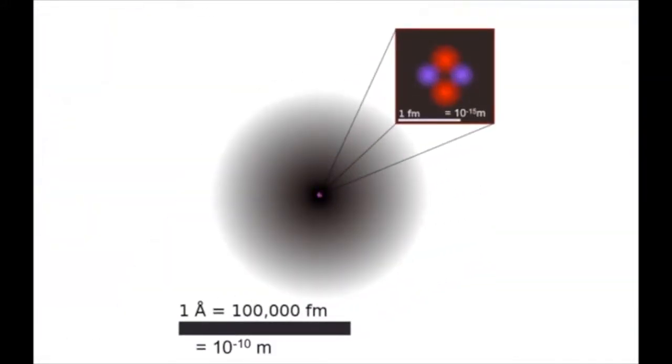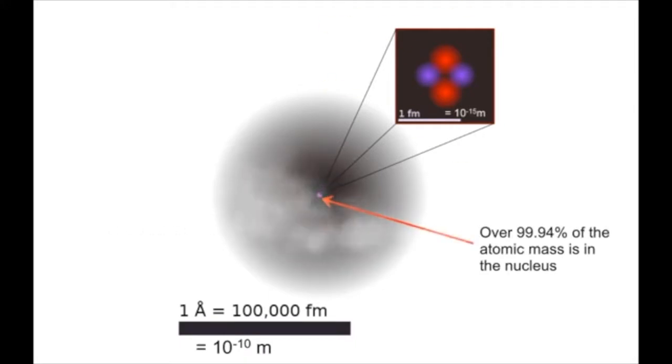Atoms are really hard for us to wrap our brains around because they are unbelievably small. That black bar right here at the bottom represents 1 angstrom, or 100,000 femtometers. So an angstrom is 10 to the minus 10th meter. And the vast majority of the atom is actually empty space. So over 99% of the mass of the atom is concentrated at the center in the nucleus. And the rest of it, where the electrons are, the orbitals, are just hugely spread out. And it is really difficult for us to draw and think about what atoms really look like.